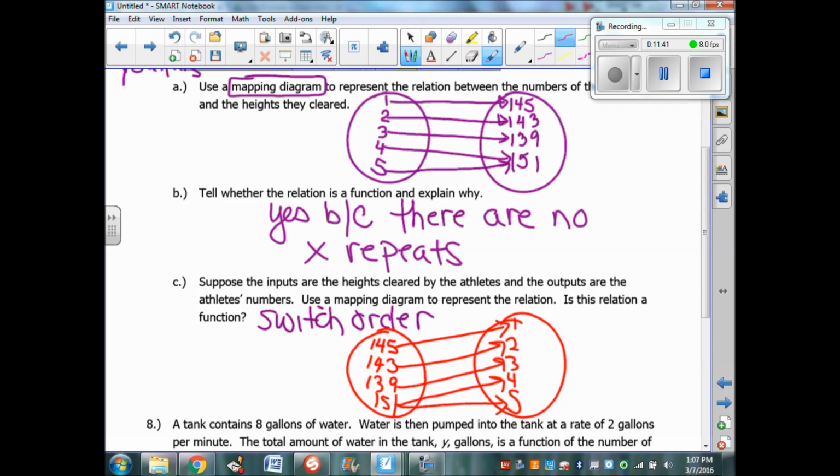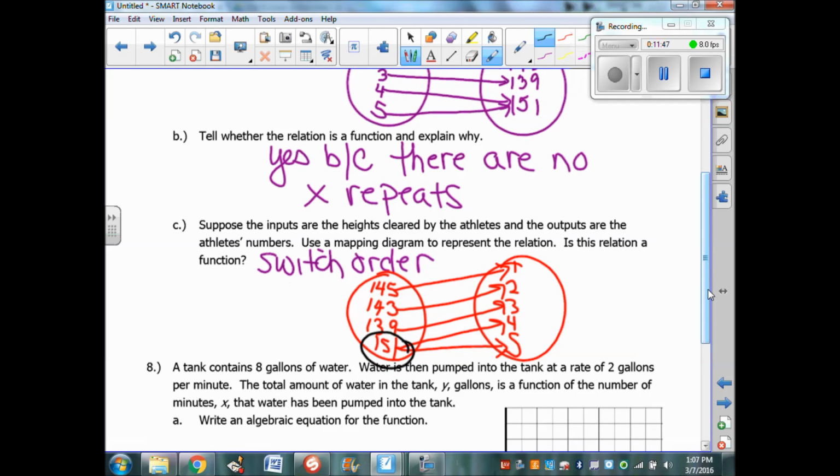That's the big no-no right there. We've got 151 that goes to 2 outputs. So is this relation a function? No. 151 repeated to 4 and 5.